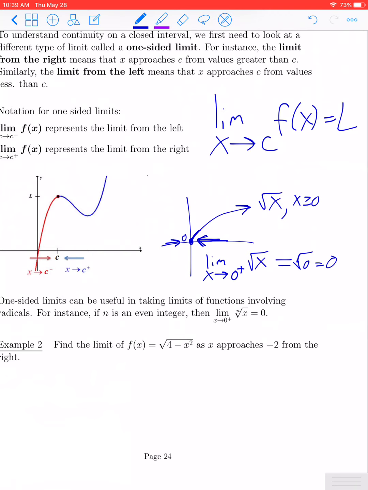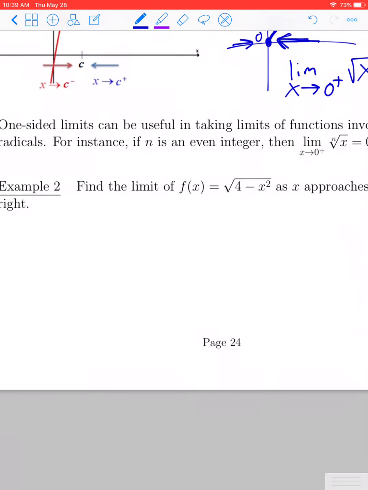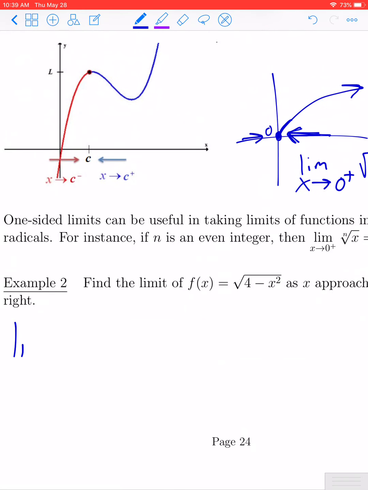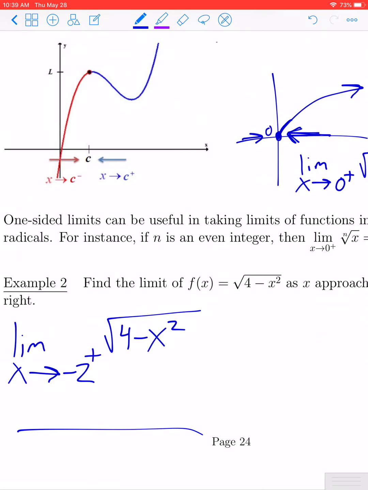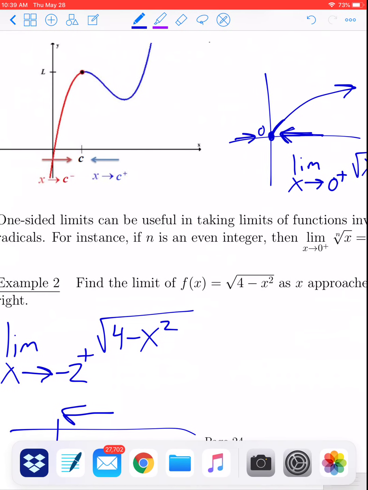In example 2, we want to find the limit of f of x equals the square root of 4 minus x squared as x approaches negative 2 from the right. So we want the limit as x approaches negative 2 from the right of the square root of 4 minus x squared. If you're thinking of the number line, here is negative 2, and we're coming in from this direction. That's the positive direction.